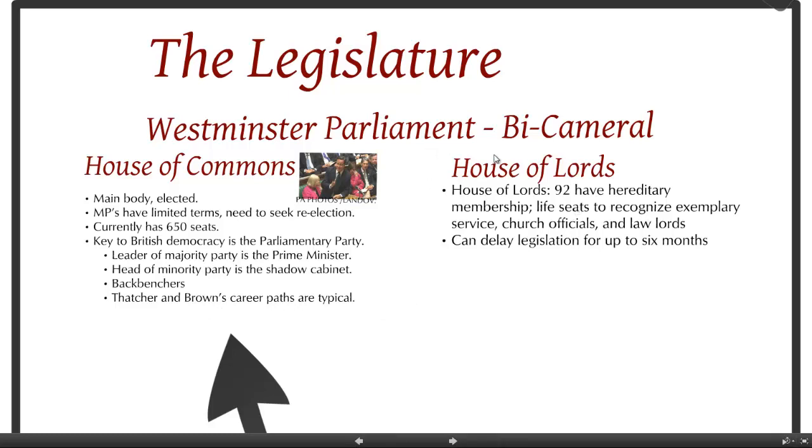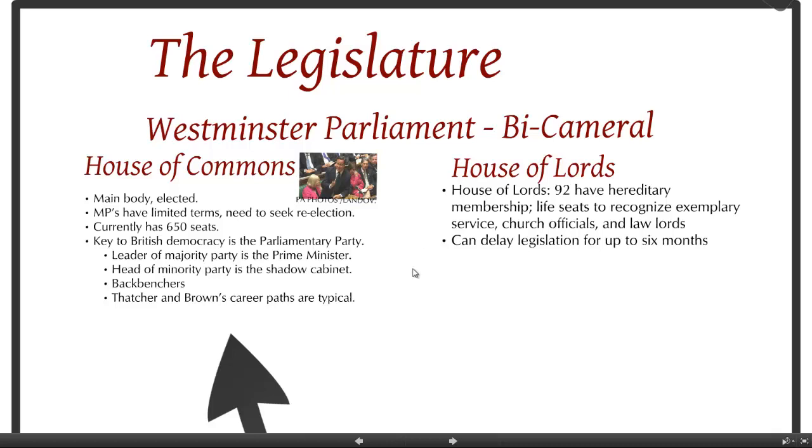The upper house is the House of Lords, 92 of whose seats are for hereditary memberships, and life seats are used to recognize exemplary service and are designated for church officials of the Anglican Church and law lords. This is nowhere near as powerful as the House of Commons. It can delay legislation only for up to 6 months, and that's about the extent of its powers.